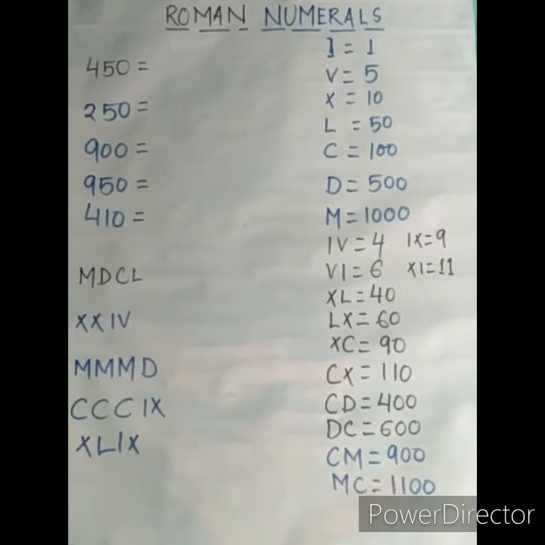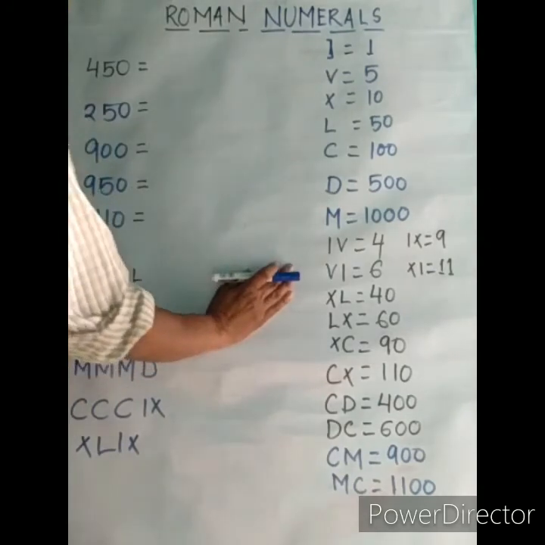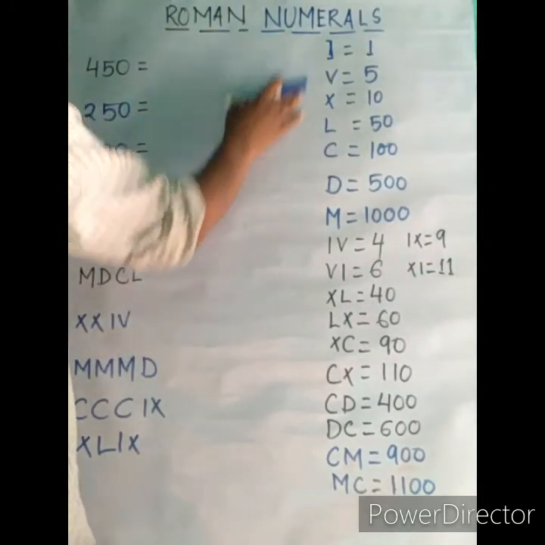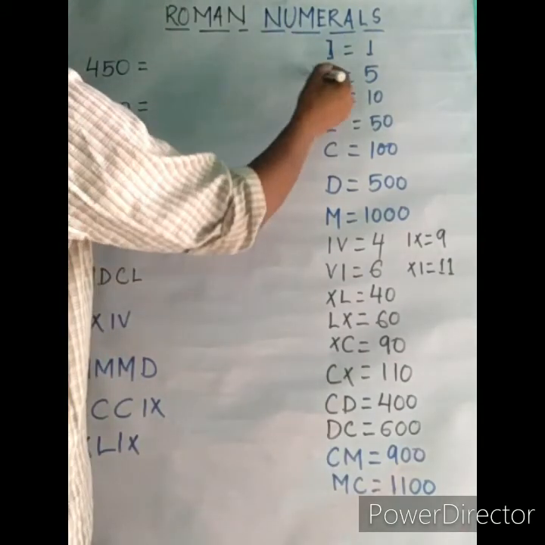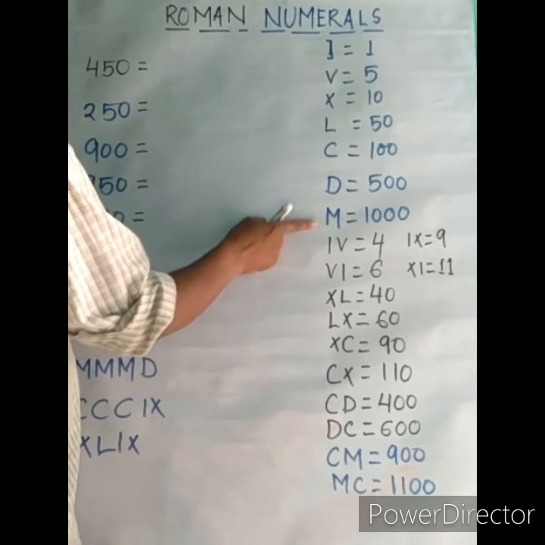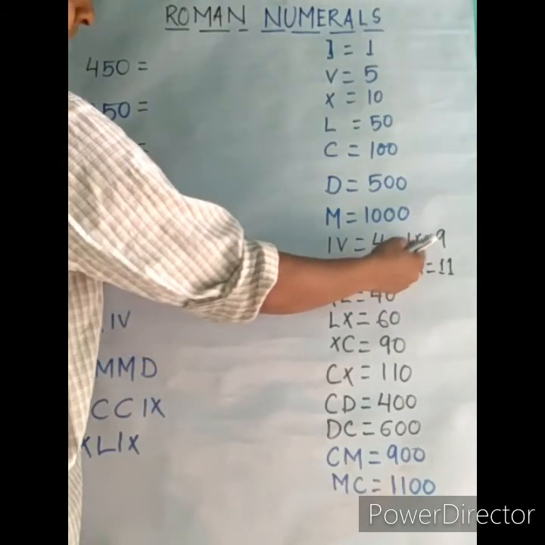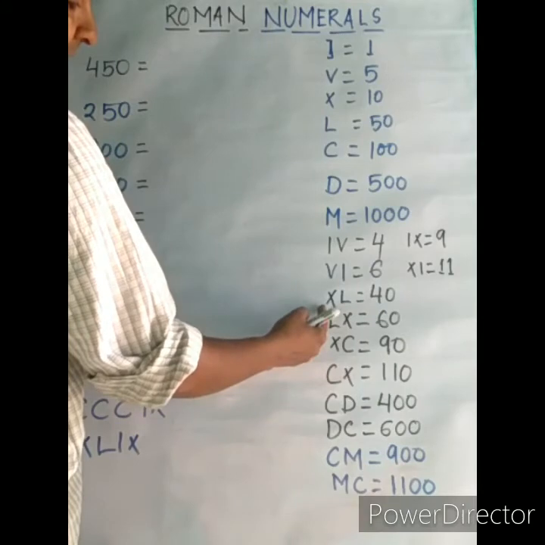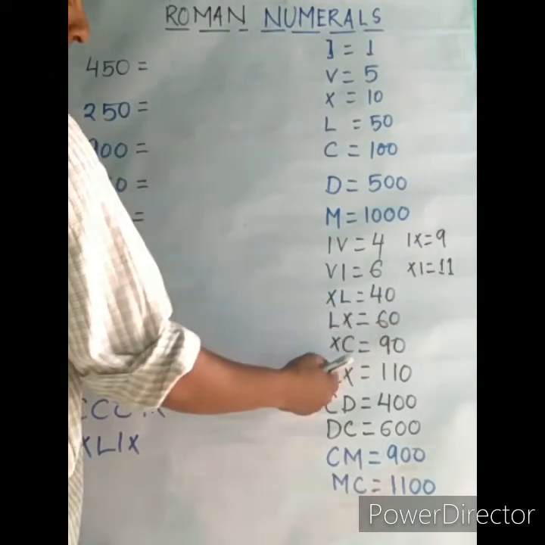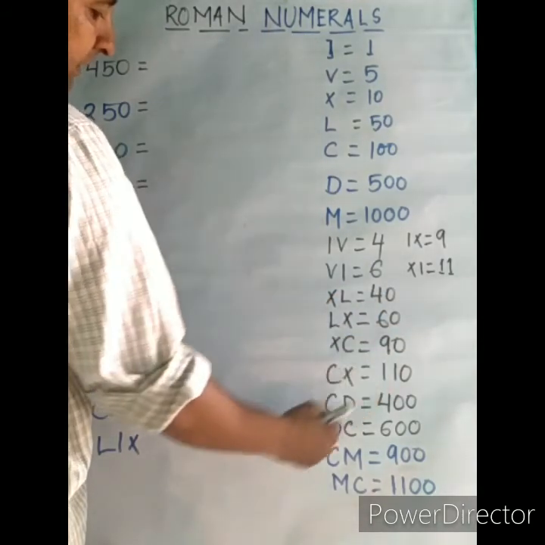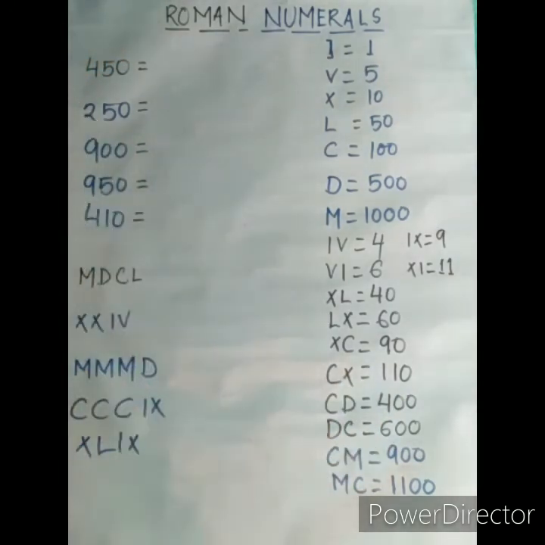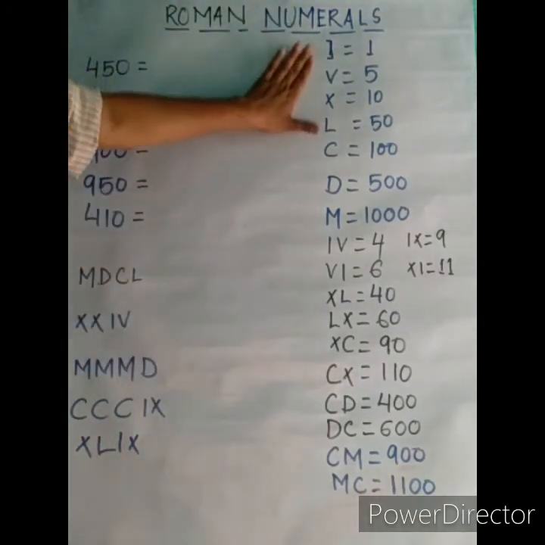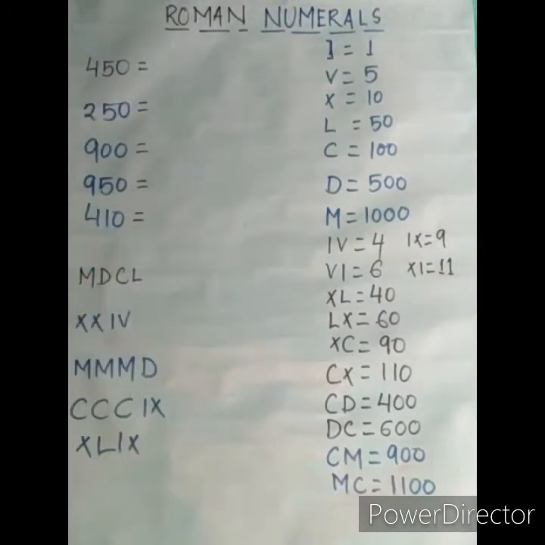Let's see, here I have given some examples. But before we solve these examples, first of all you have to remember this. After this video also, you can remember these letters. I found this from your book only. I, V, X, L, D, M. Up to here you know. IV is 4, IX is 9, VI is 6. Same way XL 40, LX 60, XC 90, CX 110, CD 400. It is one kind of conversion which I have written on the board, which we solved just before.